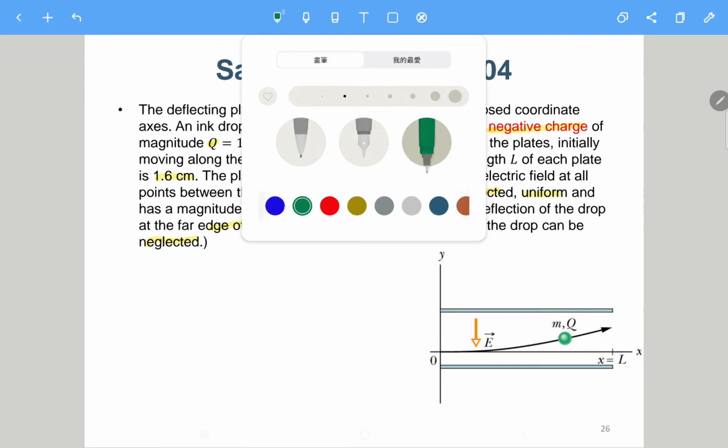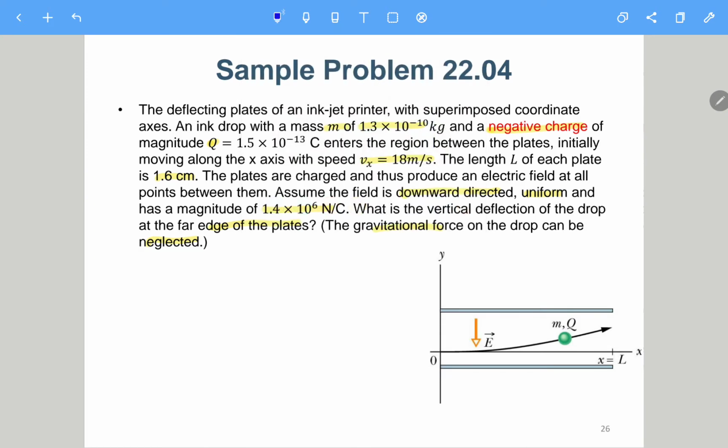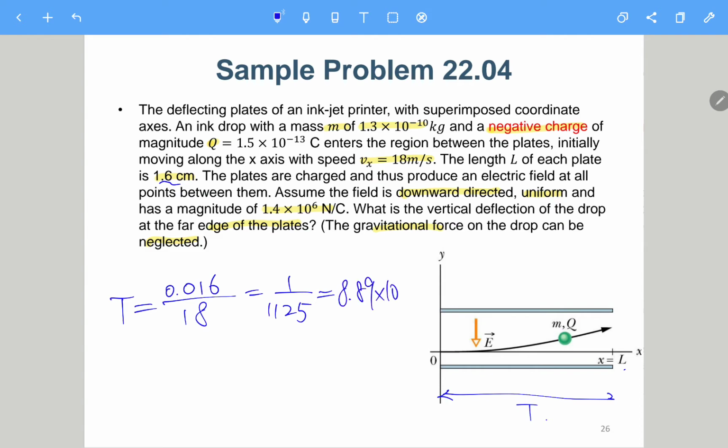So first of all, we'd like to see how much time it takes for this drop to go through this length L. Which is pretty easy: t equals the length L. The length L is 1.6 centimeter, which is 0.016 meter, divided by 18 meters per second. So it is 1/1125, which is 8.89 times 10 to the minus 4 seconds.